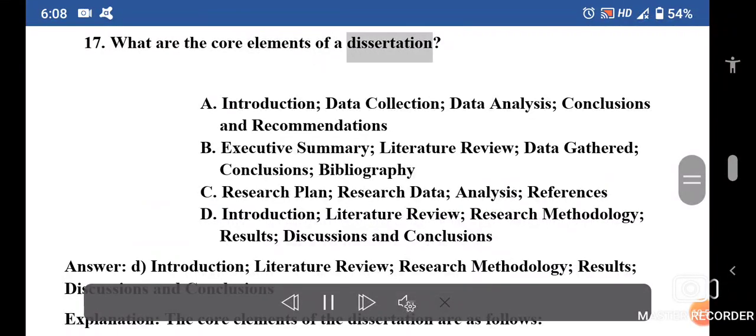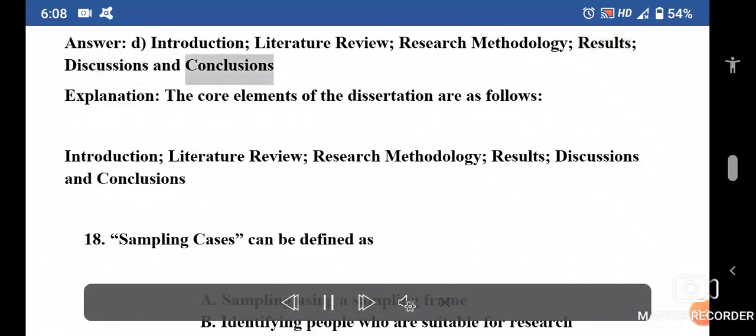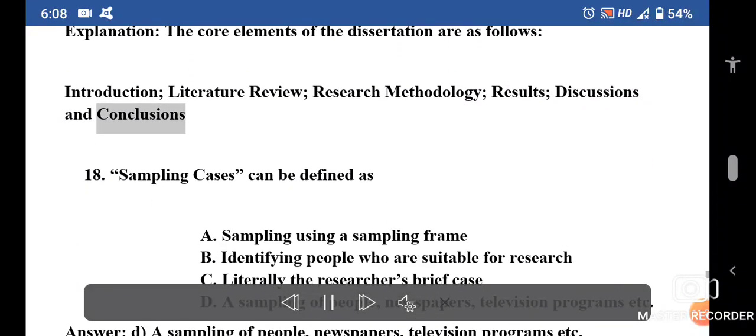What are the core elements of a dissertation? Introduction, data collection, data analysis, conclusions and recommendations. Executive summary, literature review, data gathered, conclusions, bibliography. Research plan, research data, analysis, references. Introduction, literature review, research methodology, results, discussions and conclusions. Answer D. Introduction, literature review, research methodology, results, discussions and conclusions. Explanation: the core elements of the dissertation are as follows. Introduction, literature review, research methodology, results, discussions and conclusions.